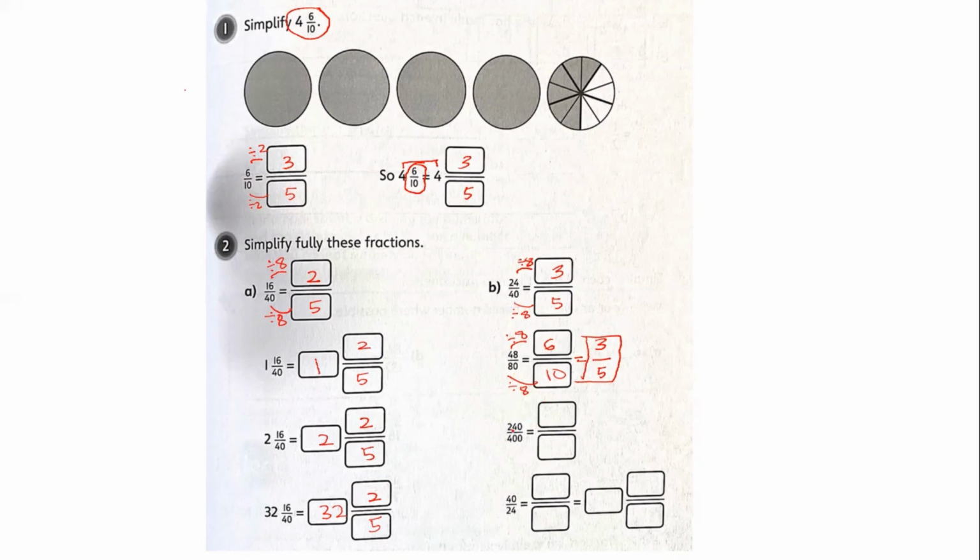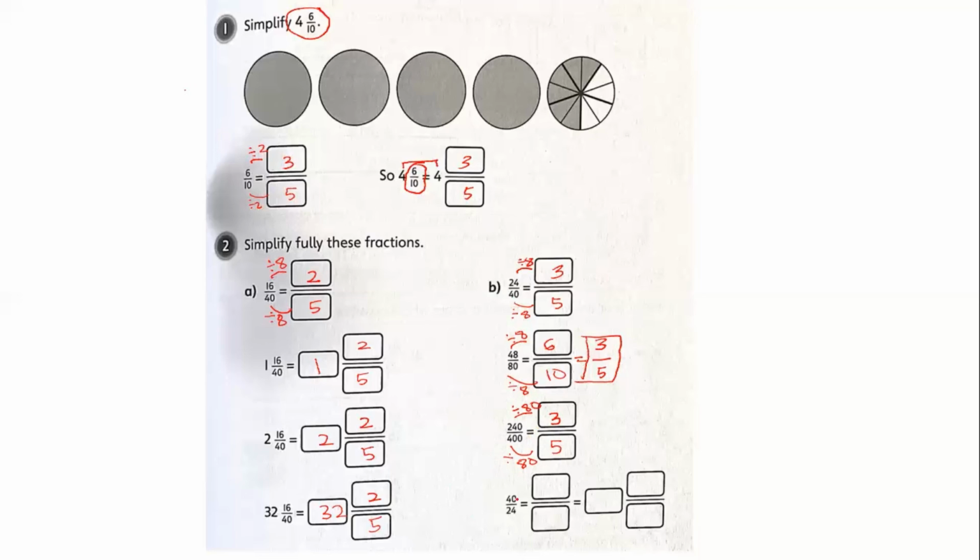And then we have 240 and 400. We know that both numbers can be divided by 80. And this one also must be divided by 80. 240 divided by 80 is 3, and then 400 divided by 80 is 5. It is very easy, right?